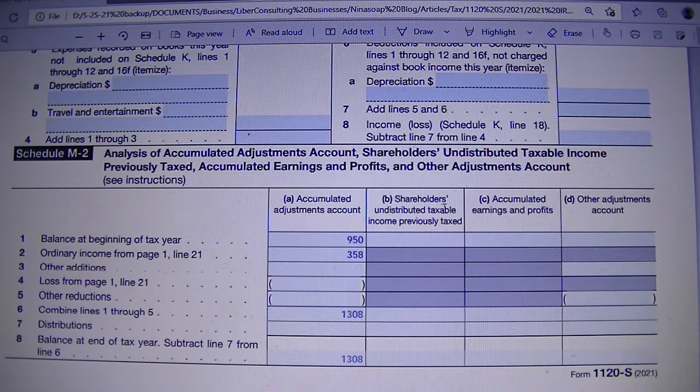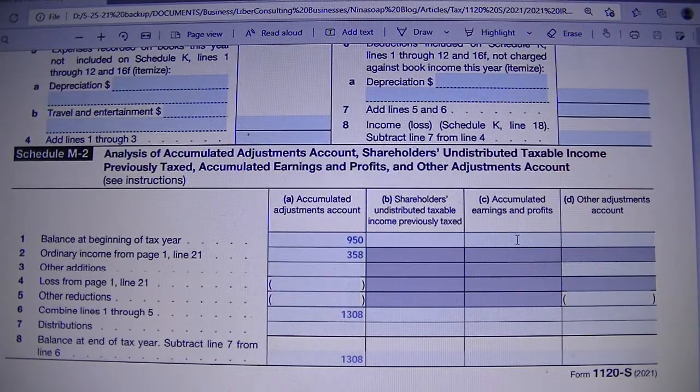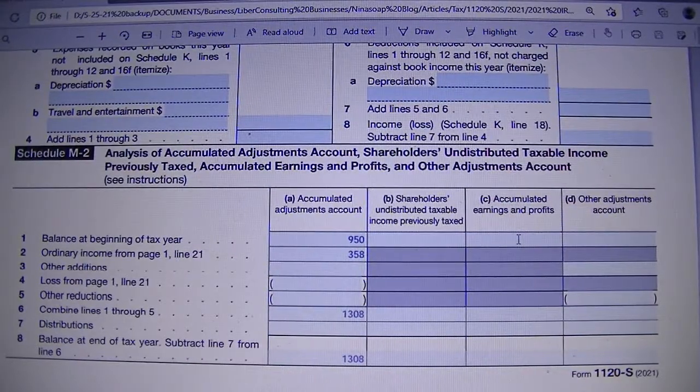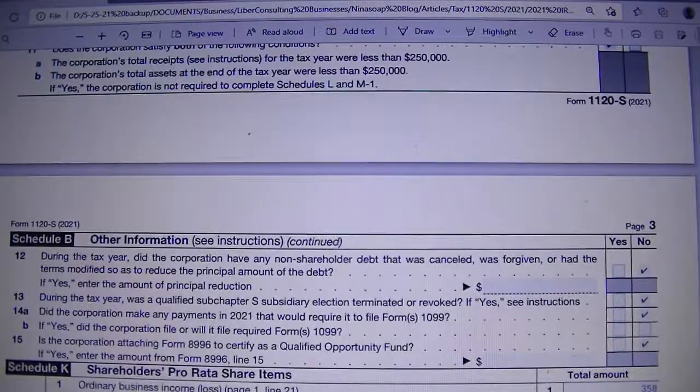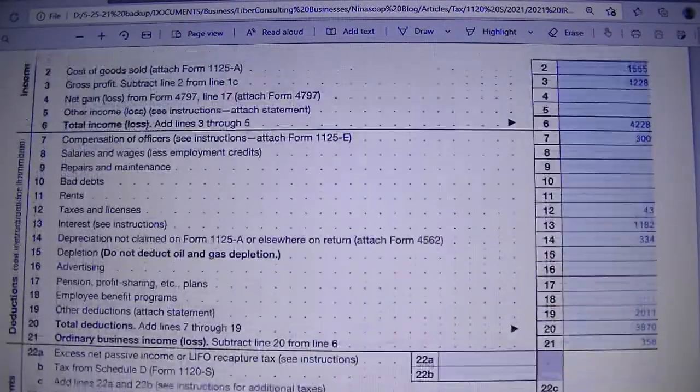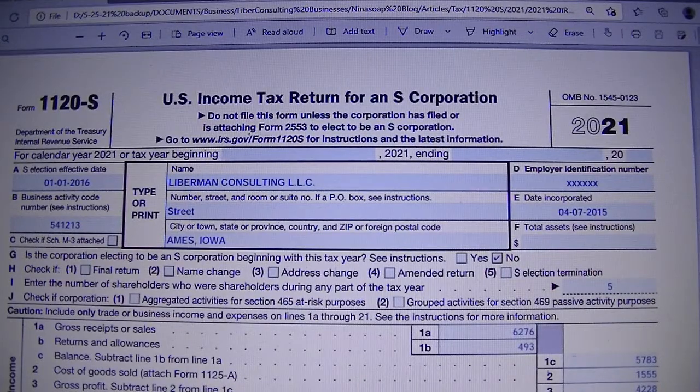And personally, I would think the shareholder undistributed taxable income previously taxed, this 950 should be put there as well, and accumulated earnings and profits will have 950 as well, but I'm not sure because the instruction talks more about C Corp, so I just left it alone and let everything accumulate in column A until I know more about this schedule. So pretty much that's how you complete Form 1120S. And now that we complete Form 1120S, we will complete Schedule K1.